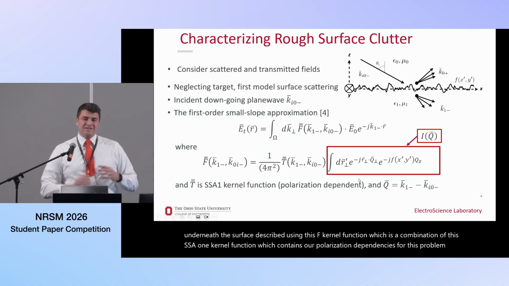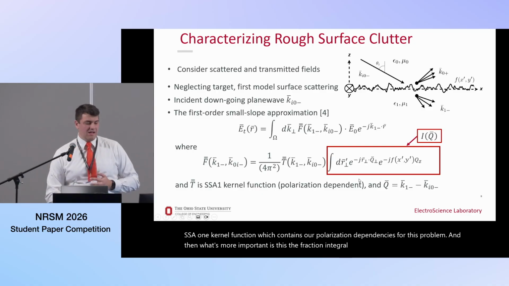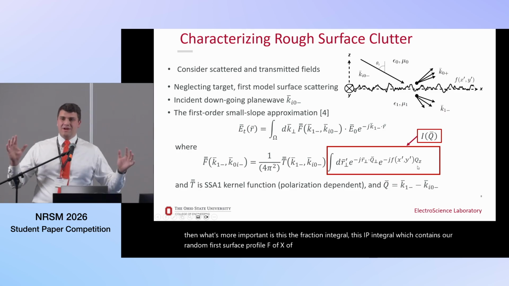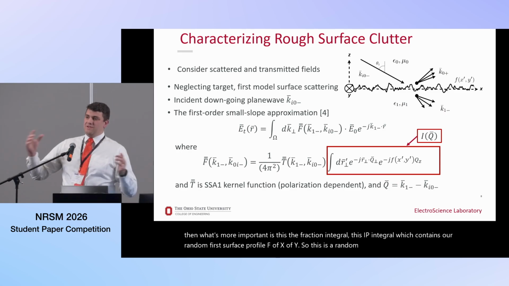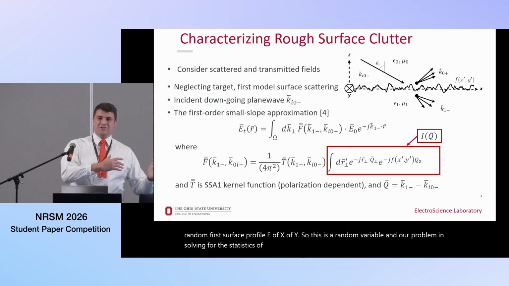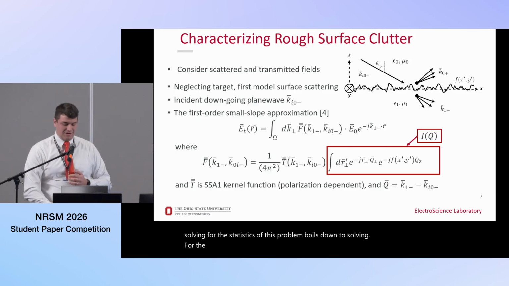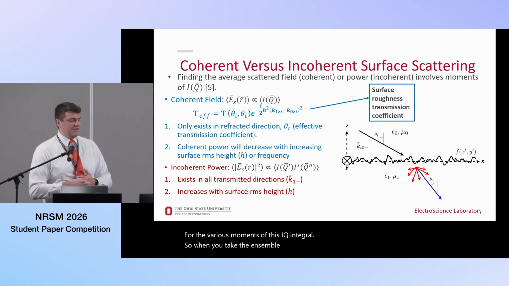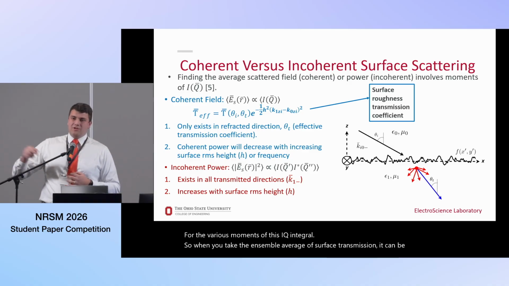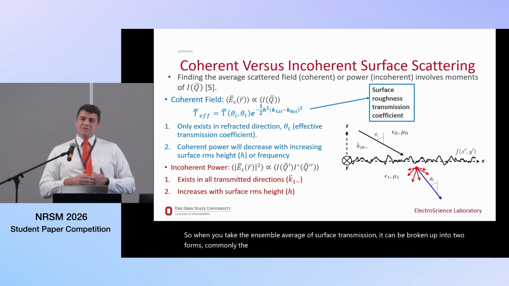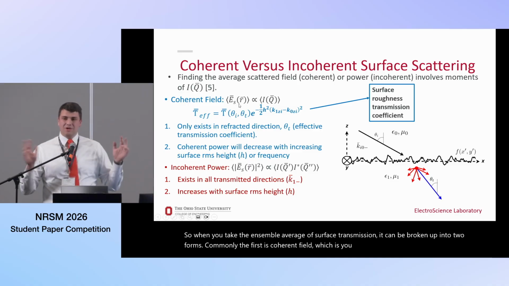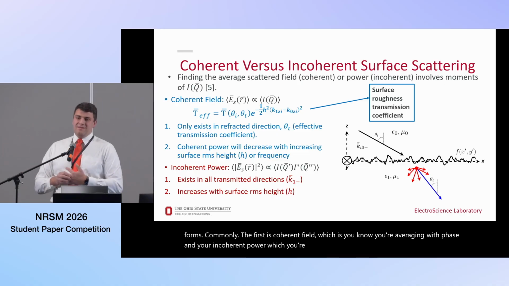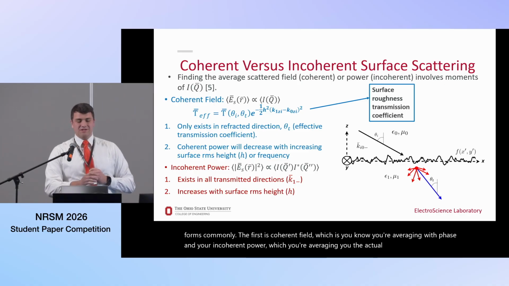And then what's more important is this diffraction integral, this IQ integral, which contains our random surface profile, f of x, y. So this is our random variable in our problem, and solving for the statistics of this problem boils down to solving for the various moments of this IQ integral. So when you take the ensemble average of surface transmission, it can be broken up into two forms commonly. The first is the coherent field, which is where you're averaging with phase, and the incoherent power, where you're averaging the actual magnitude power of the transmitted waves.